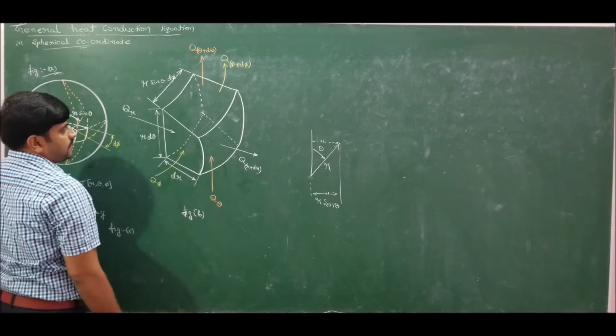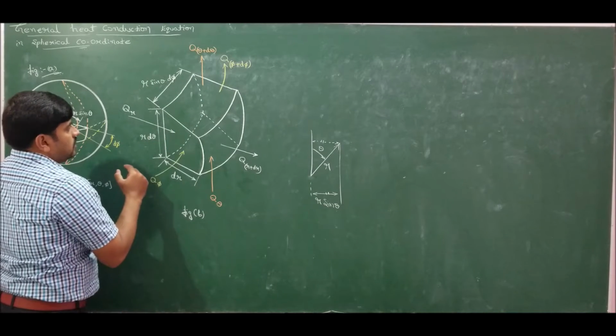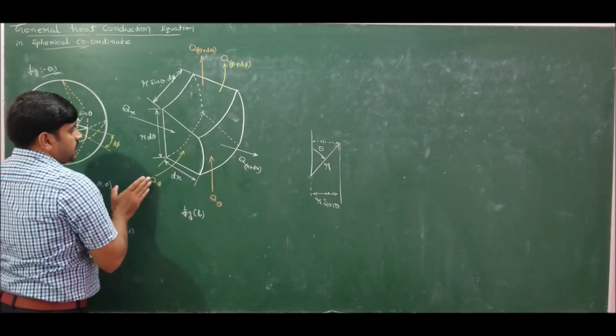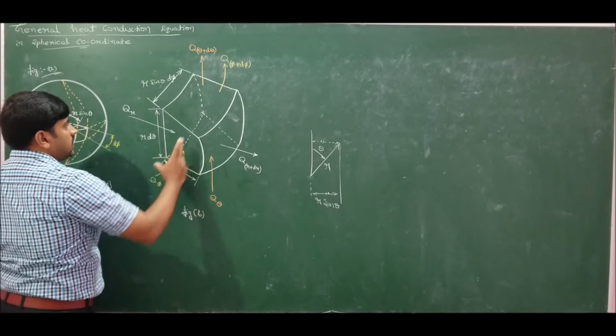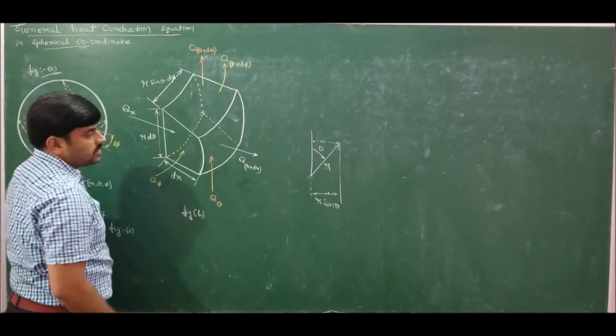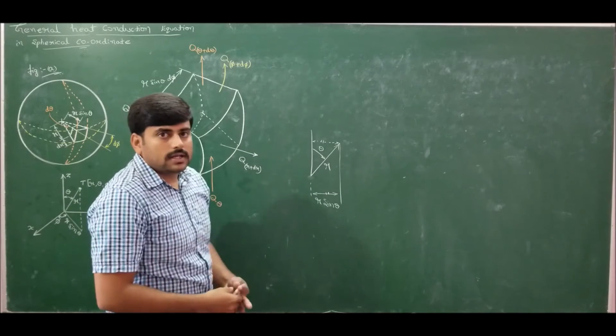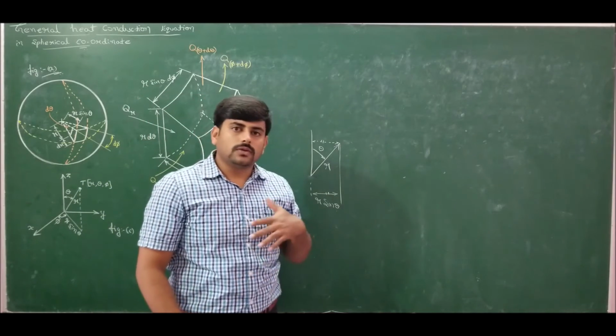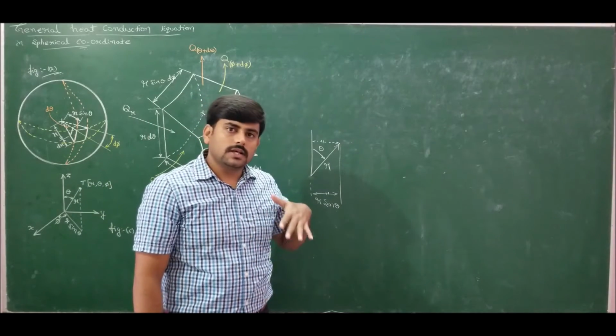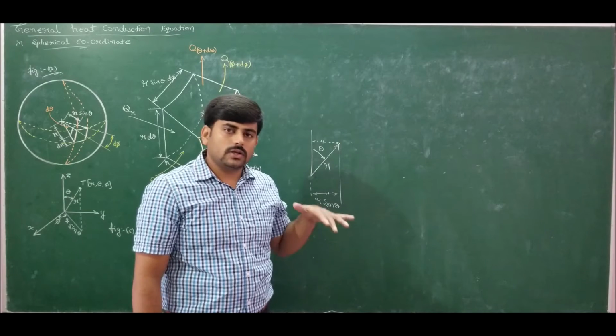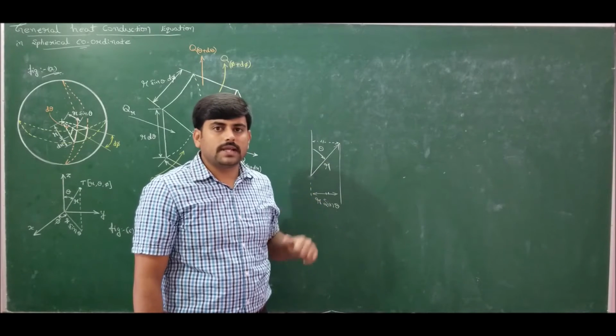Now we know the volume, we know the cross section area perpendicular to the direction of heat flow, and also we know the length in the direction of heat flow in all the three directions. Now employ the same procedure which you employed to determine the general heat conduction equation in Cartesian as well as cylindrical coordinates. You are going to get the solution for spherical coordinates.